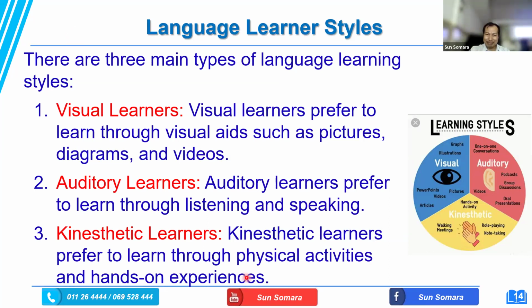Come on, we are a little bit behind. I can. Let me try one more time. Yeah, please. Okay, language learner style. There are three main types of language learning styles. Visual learners prefer to learn through visuals such as pictures, diagrams, and videos. Auditory learners prefer to learn through listening and speaking. Kinesthetic learners prefer to learn through physical activity and hands-on experiences. Thank you. Thank you, Simon, for reading this.